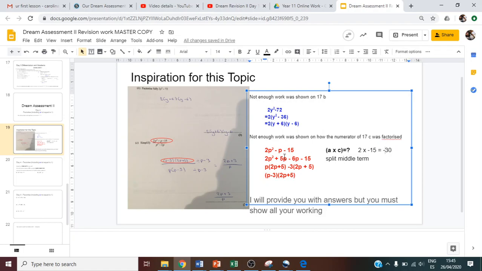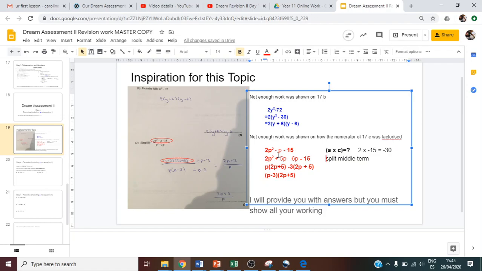But I found that my numbers are 5 and 6. They multiply to make 30, and 5 minus 6 makes negative 1. So this p term up here, the negative p, I'm just splitting it into 2 terms down here. Negative p is the same thing as positive 5p minus 6p. That would be negative p.